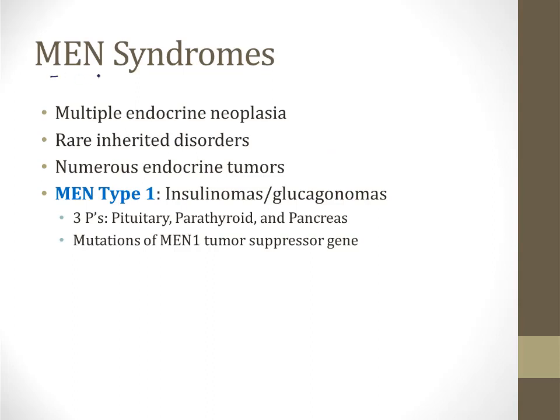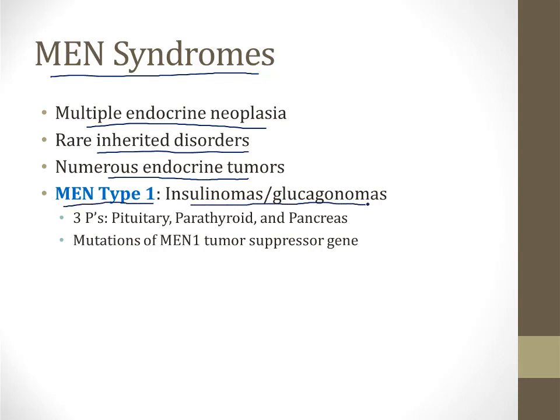Lastly, let me mention the MEN syndromes. MEN stands for multiple endocrine neoplasia. These are rare inherited disorders that I'll talk about in another module. They result in numerous endocrine tumors, but you should know that MEN type 1 syndromes are associated with insulinomas and glucagonomas. MEN type 1 classically involves the 3 Ps. It involves tumors of the pituitary gland, the parathyroid gland, and the pancreas, and the tumors in the pancreas tend to be insulinomas and glucagonomas.